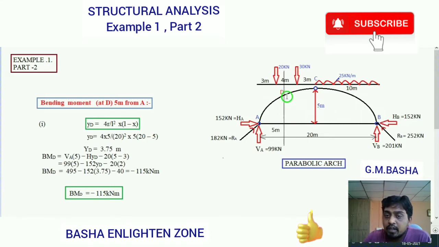At the same time, at 5 meters distance, what is the rise? For that purpose, in parabolic arches they give one formula. That is a very important formula, please remember it. This will be denoted by YD. For that, what is the formula? YD is equal to 4r by L square, x into L minus x.